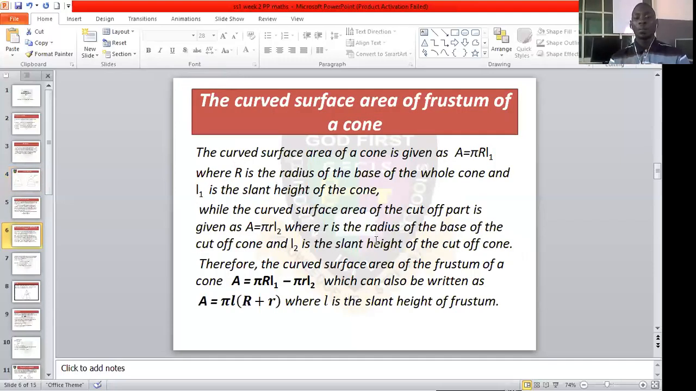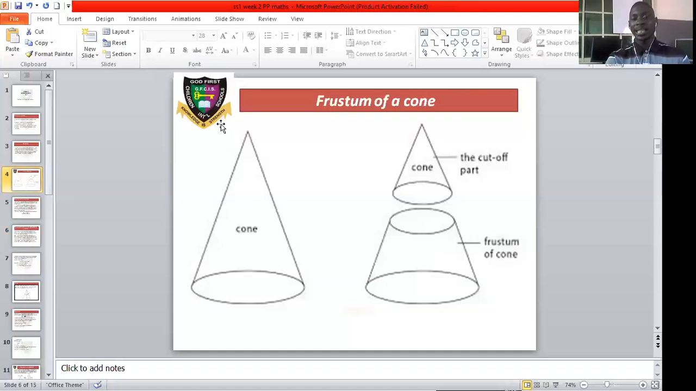So the curved surface area of the frustum is given as A equals pi RL1 minus L2. Taking L1 as the slant height. We all remember that when we talked about our cone, this is the slant height of the bigger cone, which is represented as L1, and the slant height of the smaller cone, which is represented as L2. So this is L1, the slant height. This is L2. The height is from the vertex here down to the bottom in a straight line, but the slant height is this. So we look at it again.